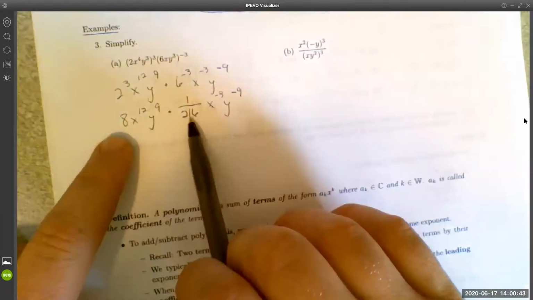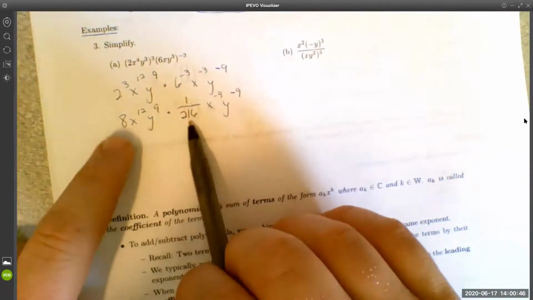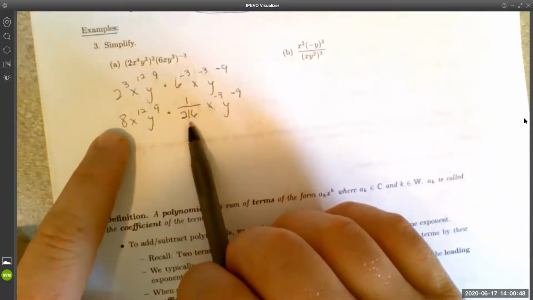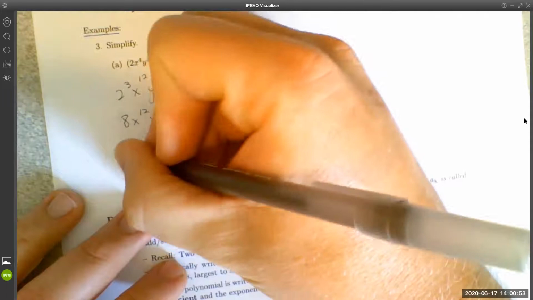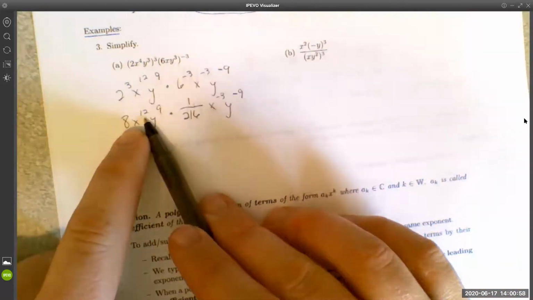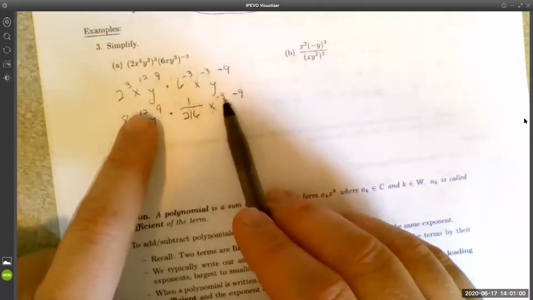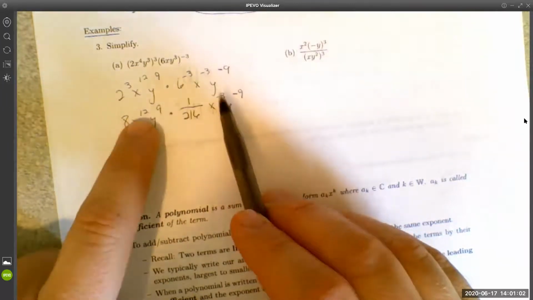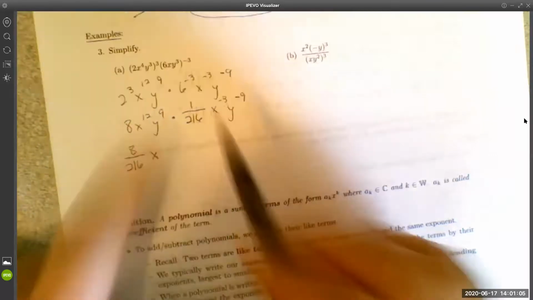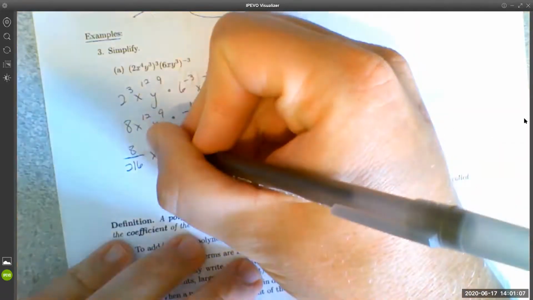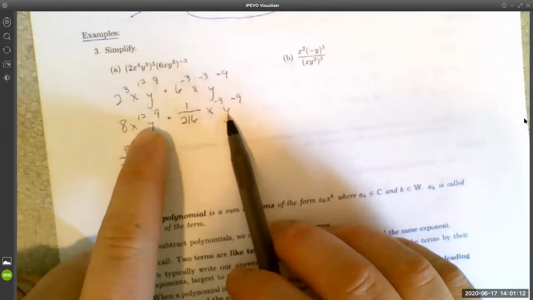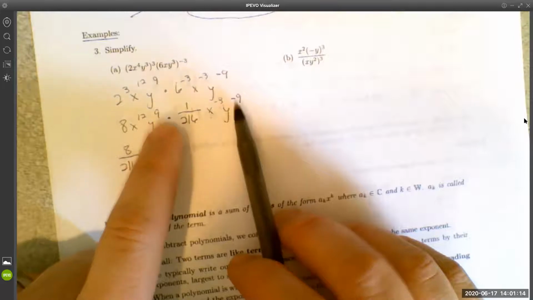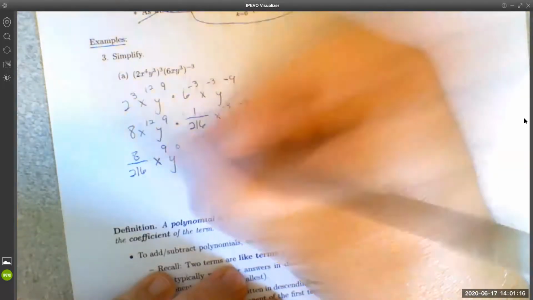So as far as the coefficients 8 and 1 over 216 are concerned, I can write that as 8 over 216. As far as my x's are concerned, I've got an x to the positive 12 and then an x to the negative 3. I add those exponents, right? 12 plus negative 3 is 9. So I get x to the positive 9. And then y, I get y to the 9th times y to the negative 9th. I add those exponents, I get 0. So I get y to the 0.